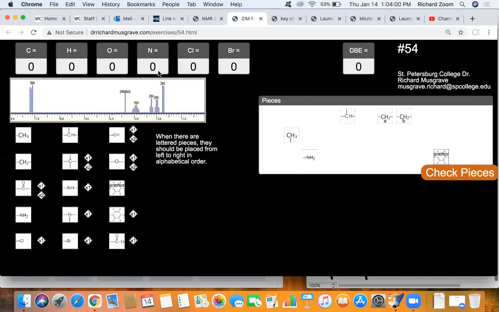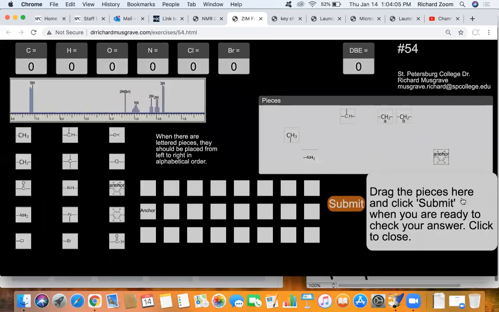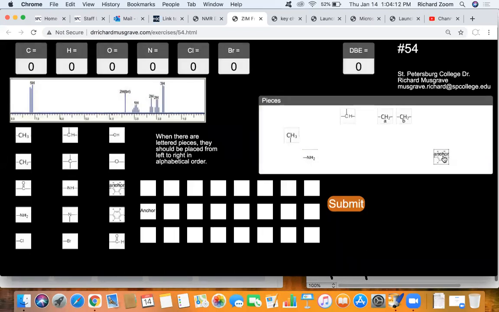Once this is counted down to 0 and you've picked all the pieces, you can check the pieces and make sure that they're correct. It turns out they were. And then what you can do is actually put it together. So the anchor goes on the anchor, and then you can put the rest of it together. But you've got to put the rest of it together in such a way that it makes sense. So I could try this. I can put the CH down here. I can maybe put the CH2 over here.